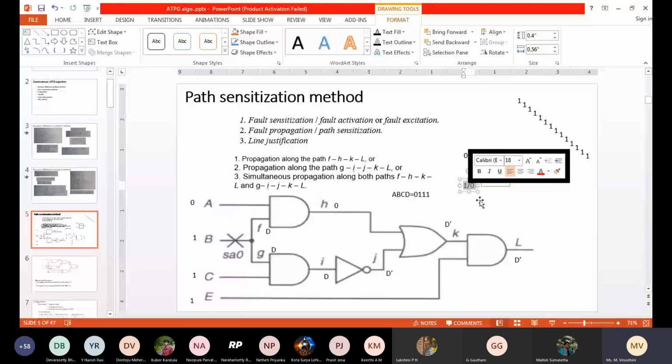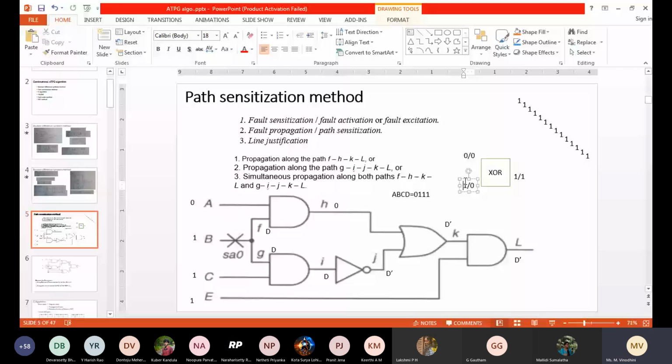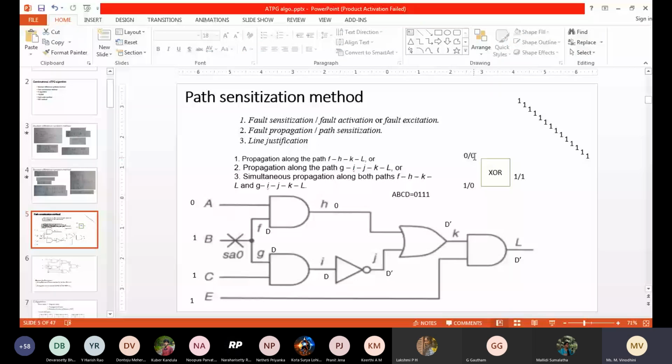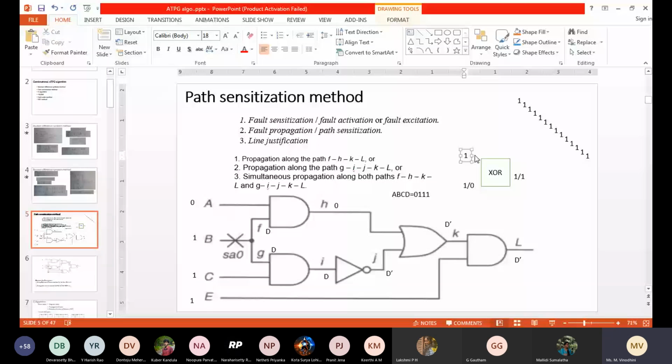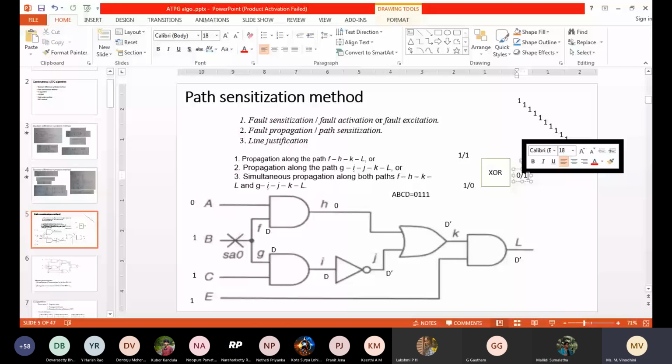Other input, suppose 1. This 1 I can write as 1/1. My true value is also 1, that is my original value is also 1, and the faulty value is also 1. So when I XOR it, true value first: 1 XOR 1 will be 0. 1 XOR 0 will be 1. So this 0/1, can I say it is a D bar? Yes. For 0, I am getting 1. It is a D bar. So when the other input is 1, for the D, at the output, I am getting D bar.